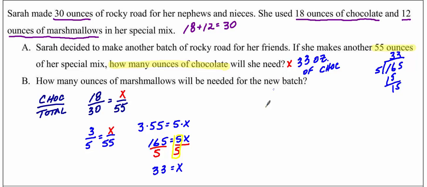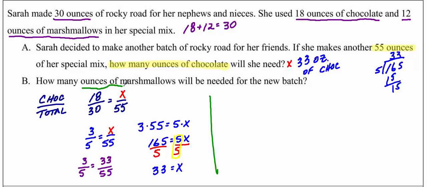Is there a way to check that? You betcha. Remember that simplified fraction we did, that 3/5? Is 3/5 equal to 33 55ths? You bet. 3 times 11 is 33. 5 times 11 is 55. You could have gone back at this step after you simplified and said, well, 5 times what makes 55? 5 times 11. So 3 times that same 11 is what? 33.